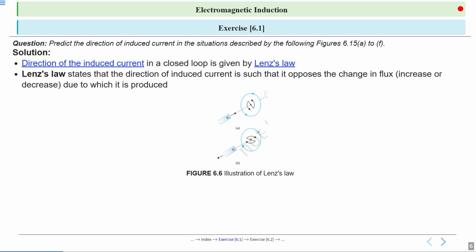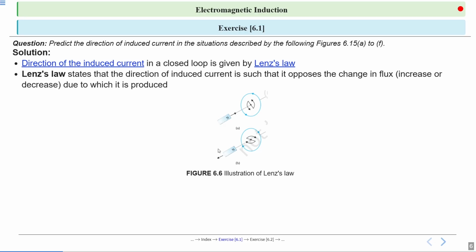So north pole will be induced. This is the representation of north pole. If the direction of the current in the coil is anti-clockwise when you are viewing from the magnet side, and if you are viewing from the other side, it will look clockwise. So we are viewing from the magnet side. Okay, so it is looking anti-clockwise. So anti-clockwise means north pole. So a north pole will be generated facing the north pole of the magnet. So it will repel the magnet and oppose its motion.